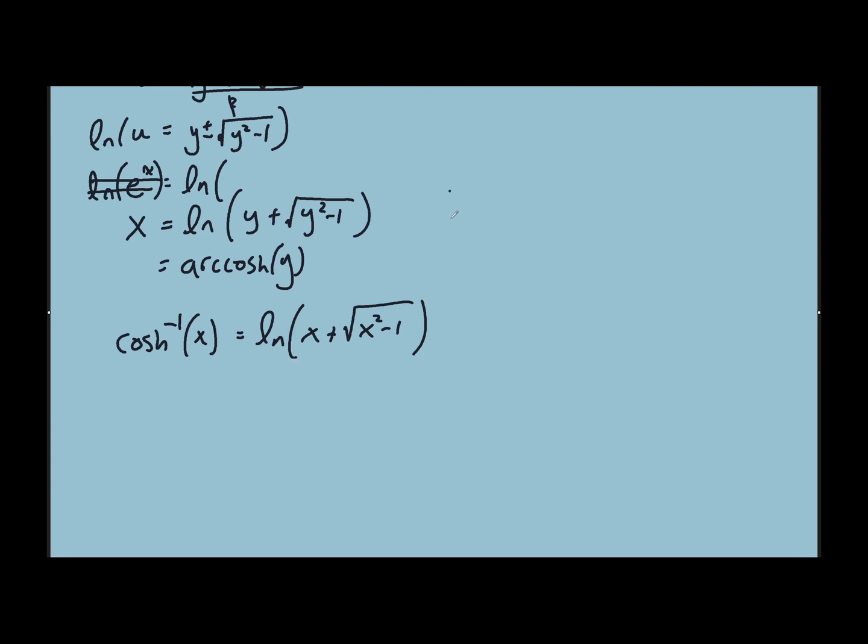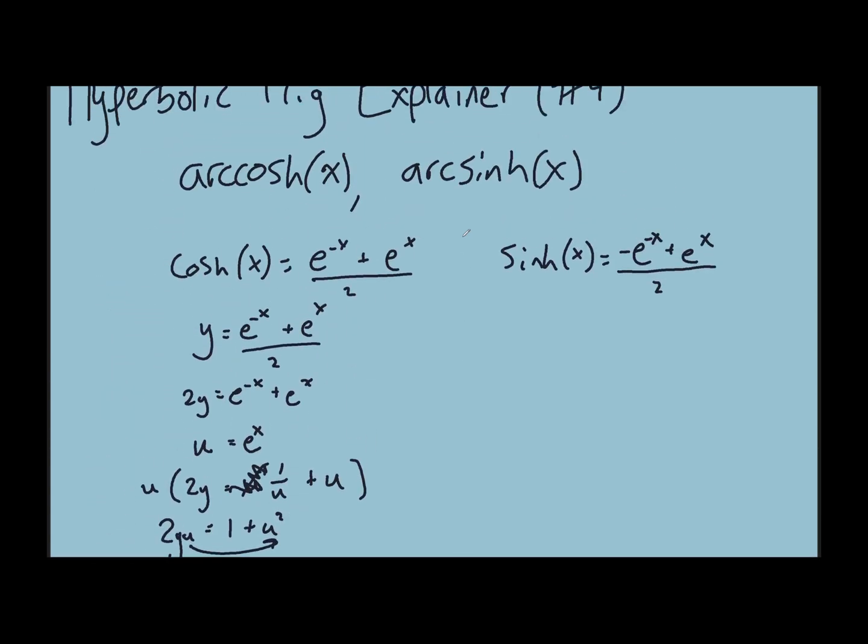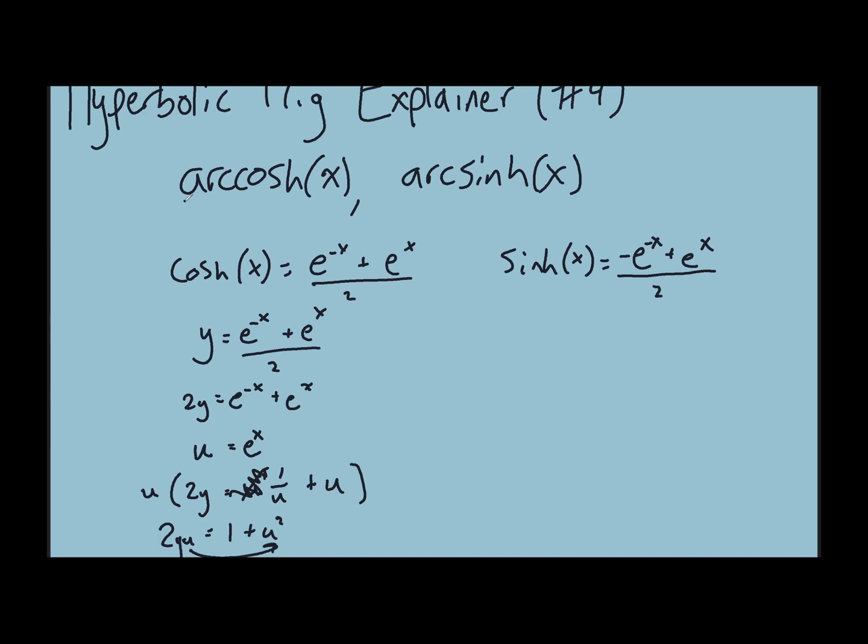Now what about arc hyperbolic sine? Can we follow the same convention? Are we going to be able to use the quadratic formula? My hope is yes. So let's say y equals negative e to the negative x plus e to the x, and all this will be divided by 2. We'll multiply by 2. Say 2y equals negative e to the negative x plus e to the x.